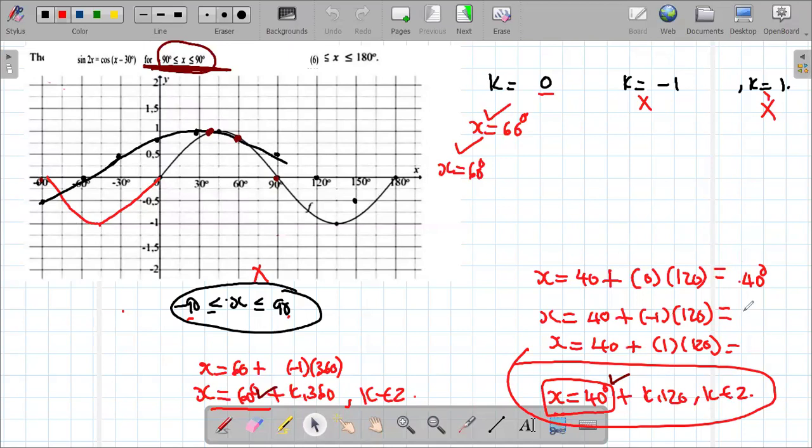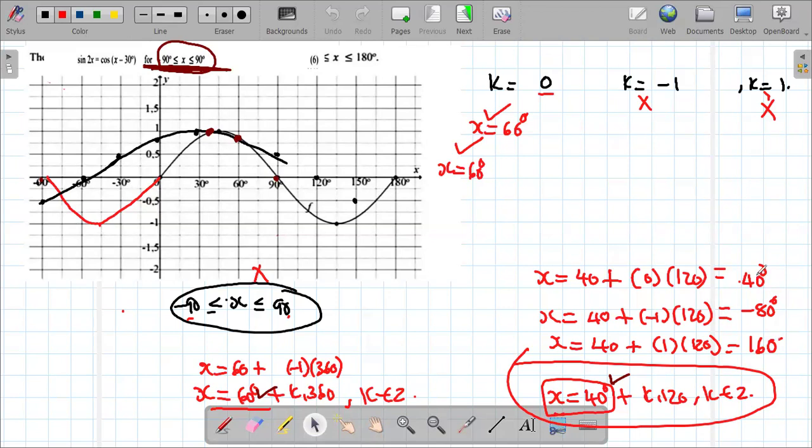Am I correct? Yes, sir, you are. Okay, and when we do positive 1, it should be 40 plus 120, which is 160.